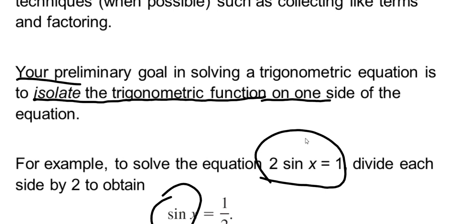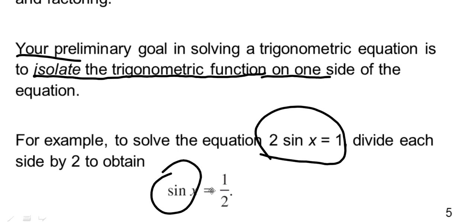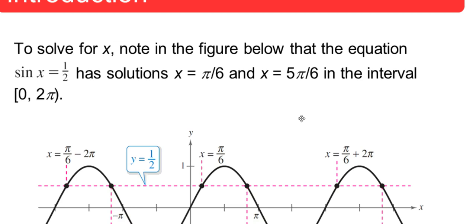If we have 2 sine x equals 1, when we divide by 2, we get sine x equals 1/2. Once it's sine x equals 1/2, maybe you're even recognizing that that might be something that we are already familiar with. So then to solve for x, when sine x equals 1/2, remember, and maybe you're thinking also of the table of values.